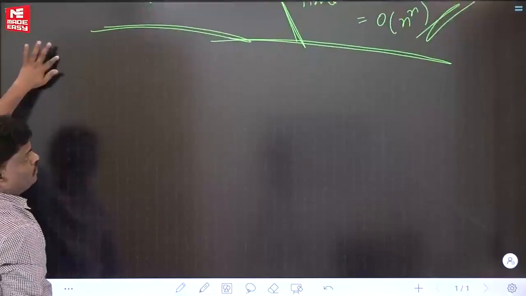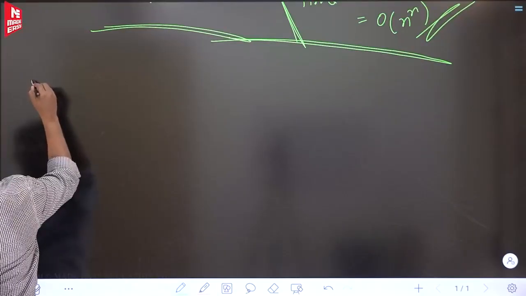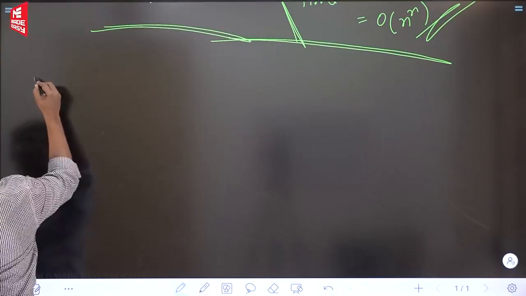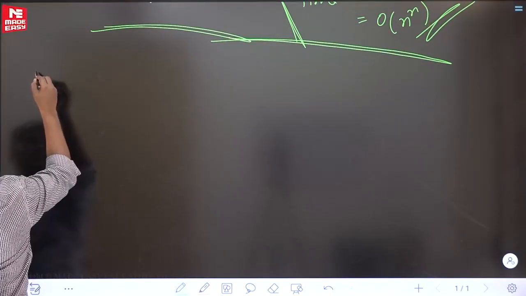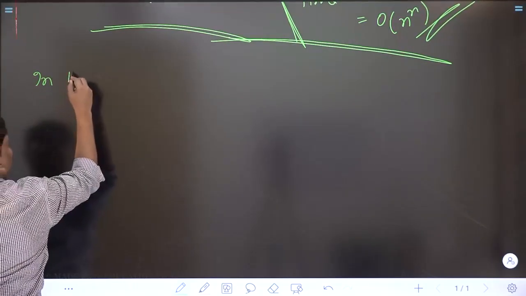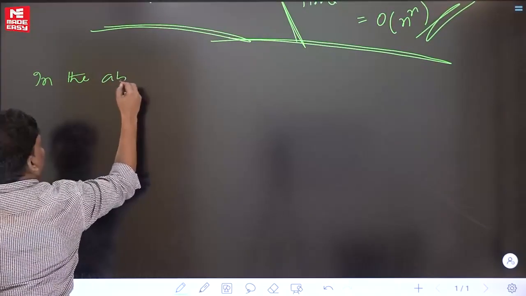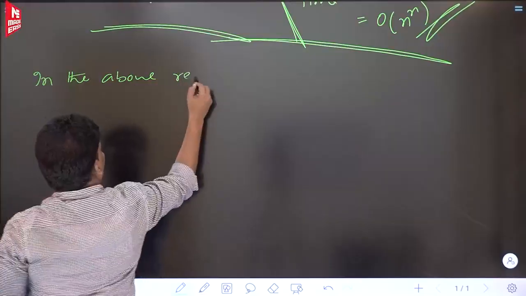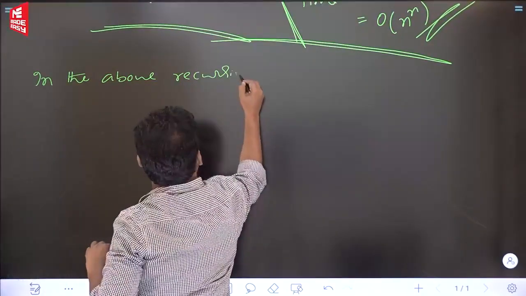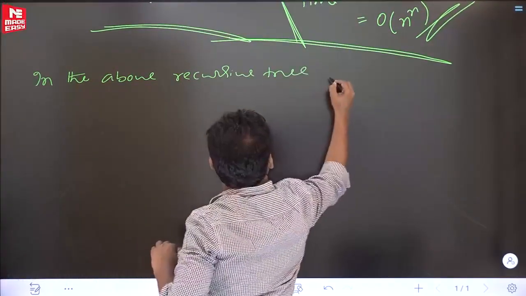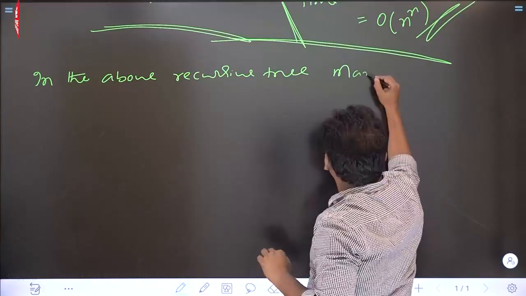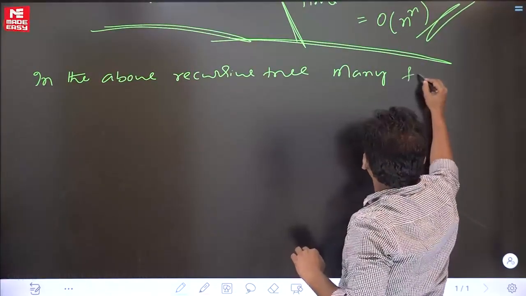Let's go to the next one. Everyone knows? Let's see this one. This is a major line everyone should know. So in the above recursive tree, many function calls are repeating. Not one or two, many function calls are repeating.